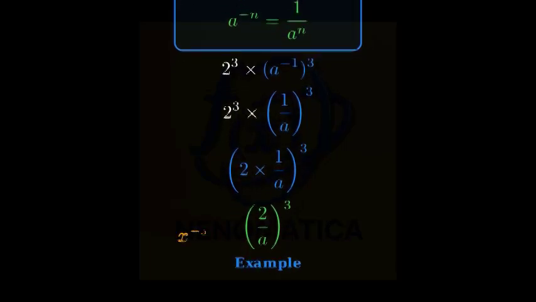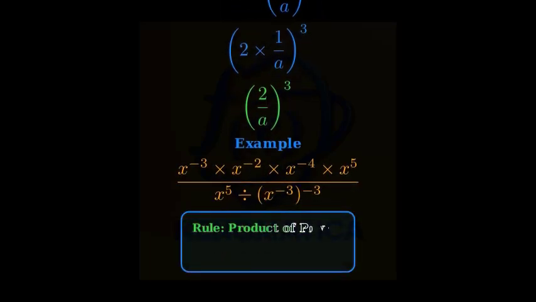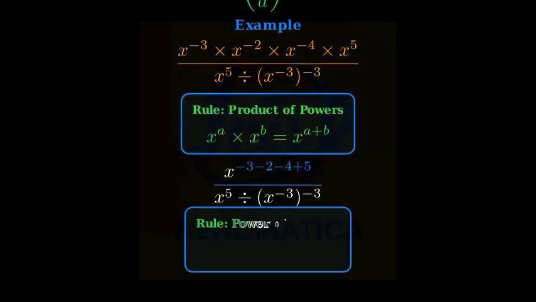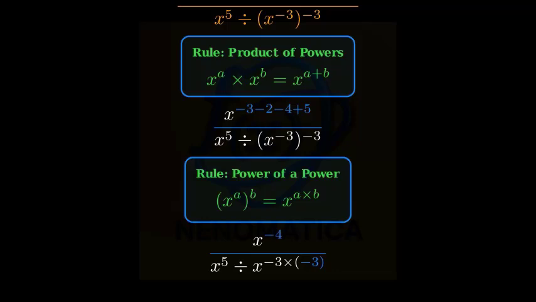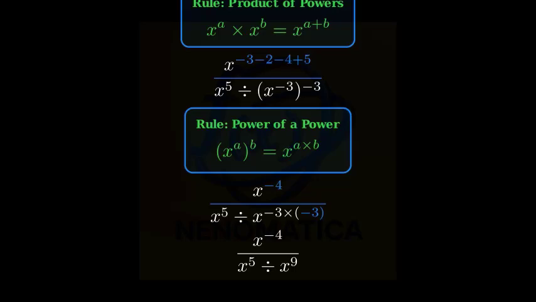Let's solve another example. This time we have a more complex fraction expression to simplify. Let's start by combining all terms in the numerator. We add the exponents. Negative 3 plus negative 2 plus negative 4 plus 5. Now, let's simplify the denominator. We need to compute x to the power of 5 divided by x to the negative 3 to the power of negative 3. Let's now multiply negative 3 by negative 3 in the exponent of the denominator's second term, giving us positive 9.